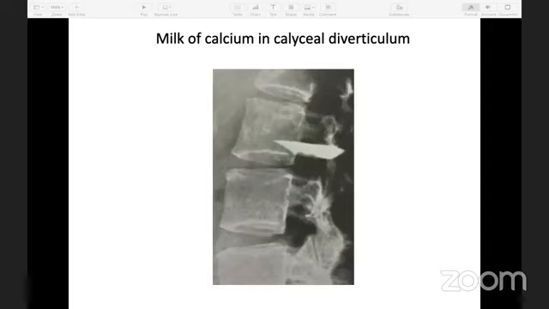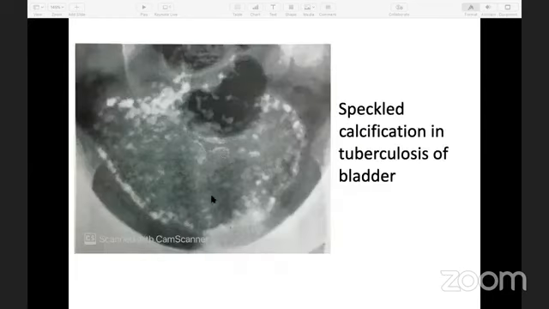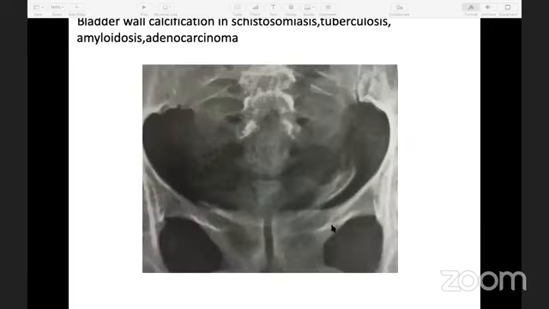Erect film showing layering of milk of calcium in a caliceal diverticulum. Speckled calcification in bladder wall in GUTB. Bladder wall calcification in tuberculosis, amyloidosis, adenocarcinoma, and schistosomiasis.